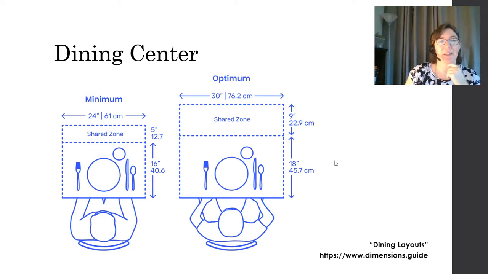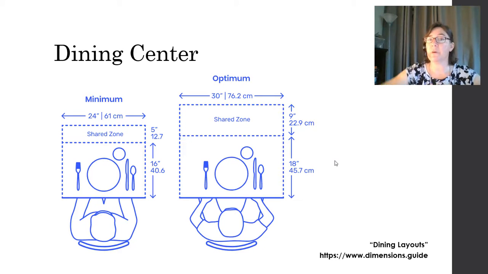And you see on the left-hand side, we've got kind of our minimum seating size. This might be a little close with the elbow room to your neighbor. We've got 24 inches wide, at least 16 inches deep for an individual space for the items for that diner, and then there might be a shared zone for some serving items, an additional 5 inches.